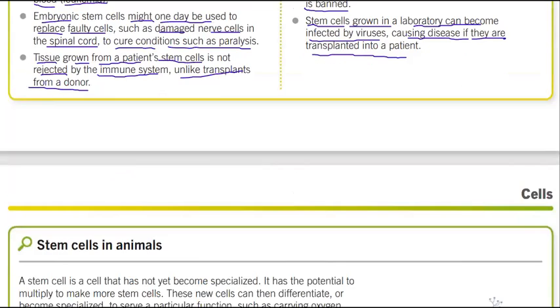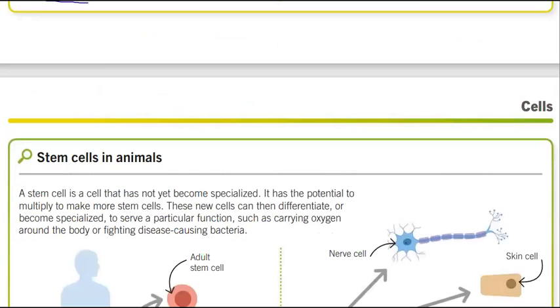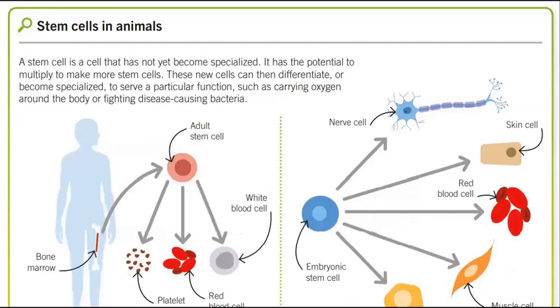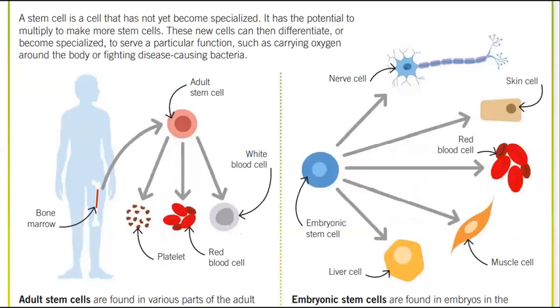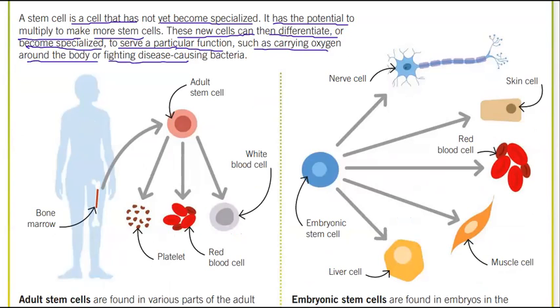Next, stem cells in animals. How is that? See, a stem cell is a cell that has not yet become specialized, and it has the potential to multiply to make more stem cells. These new cells then differentiate, or become specialized, to serve a particular function, such as carrying oxygen around the body or fighting disease-causing bacteria.